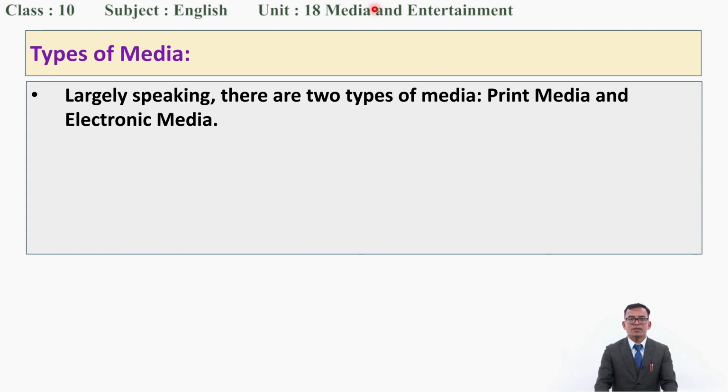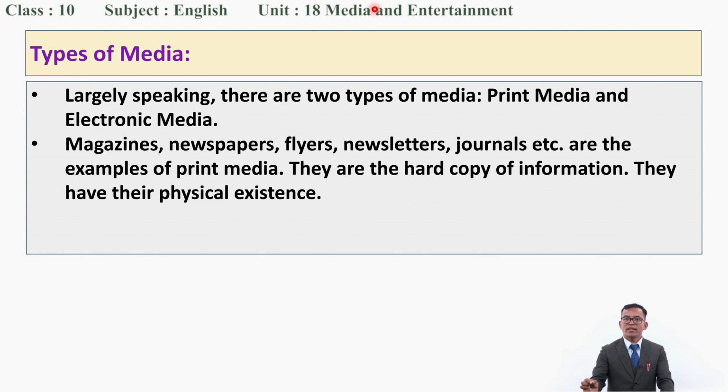So, largely speaking, there are two types of media. Good. What are they? Yes, print media and electronic media. Magazines, newspapers, flyers, even the newsletters, journals, etc. are the examples of print media. They are the hard copy of information. They have their physical existence.